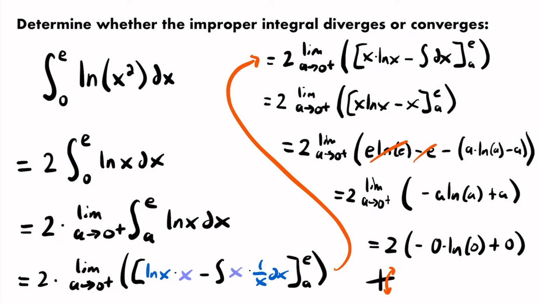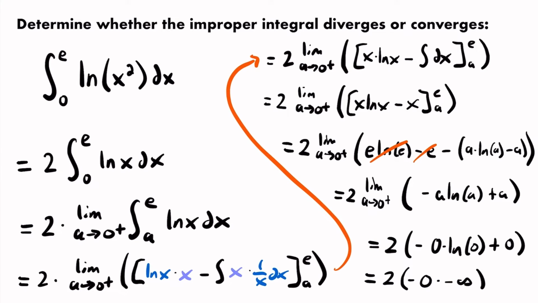All right, so really, as a approaches 0 from the right, or as x approaches 0 from the right for the natural log function, it is reaching towards negative infinity. So from a limit perspective, we can say that this would be equal to 2 times negative 0 times negative infinity plus 0. But we don't really care about that plus 0. That's not a problem.